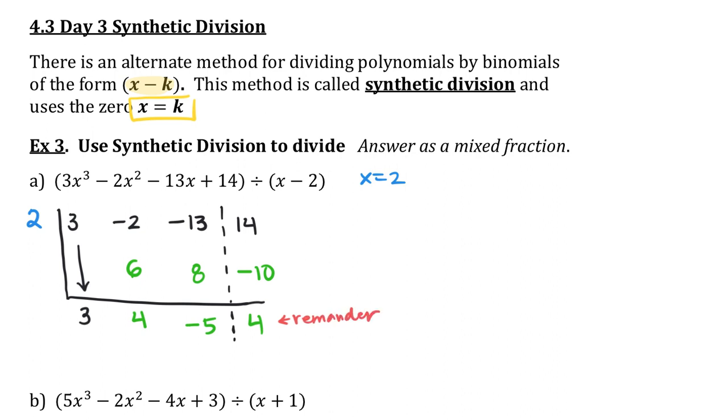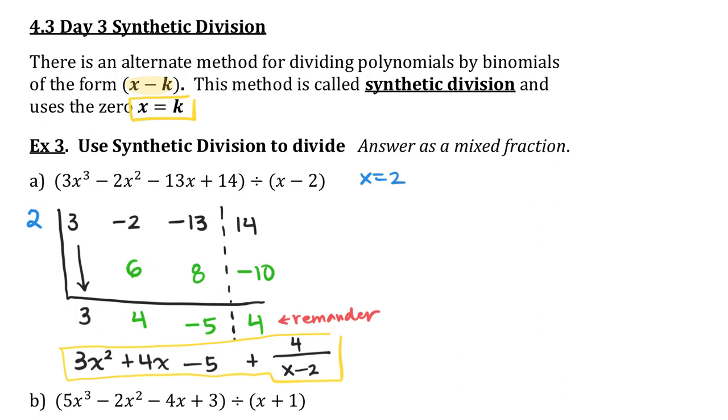Now this 3, 4, negative 5, that represents the coefficients of my polynomial in my solution. So this is the constant, and then I'm going to go up. This must be x, and this must be x squared. So then my answer is 3x squared plus 4x minus 5. My remainder is 4 divided by, what was I dividing by? x minus 2. So I need to put it back into the polynomial form. And then this is my answer. If I do long division, I will get the exact same answer.